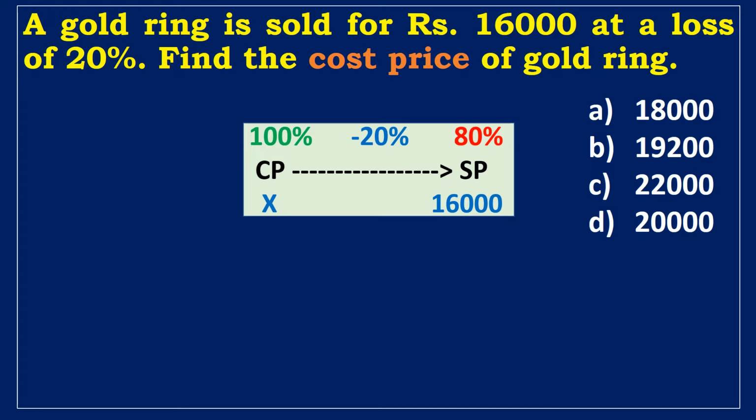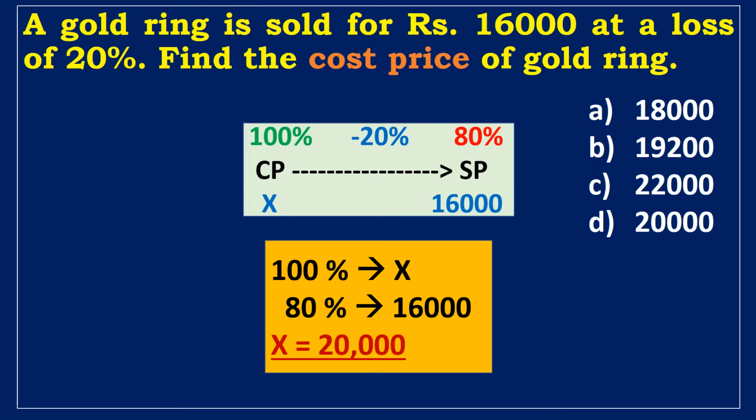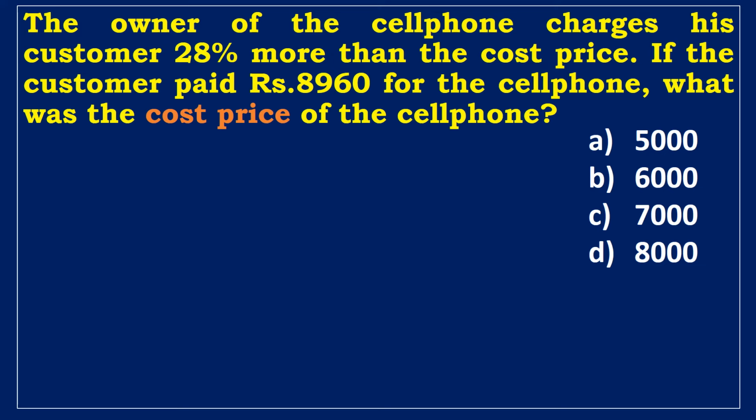To calculate the cost price, we must create two equations, where 100% is X, and 80% is 16,000 rupees. Divide both sides of the second equation by 8 to obtain 10%, which is 2,000. Then, 100% equals 20,000. Second example. The owner of the cell phone charges his customer 28% more than the cost price.